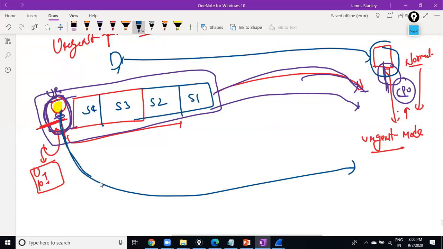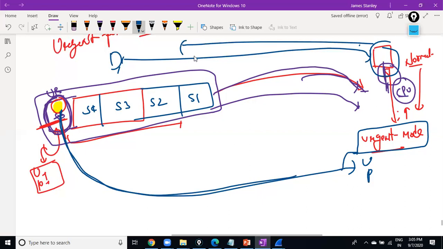Okay, let me check it. What is this one? And which mode am I in? I'm in the urgent mode. So in urgent mode only, it will check this particular data. Okay, some username, password is there. I have to authenticate, and after that, it will send the reply.